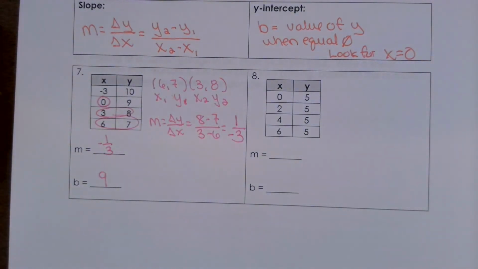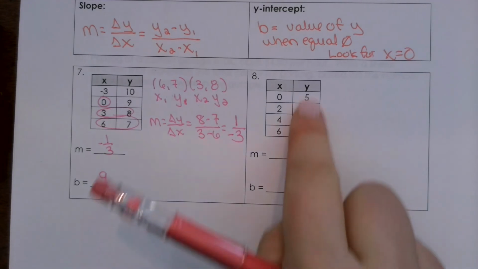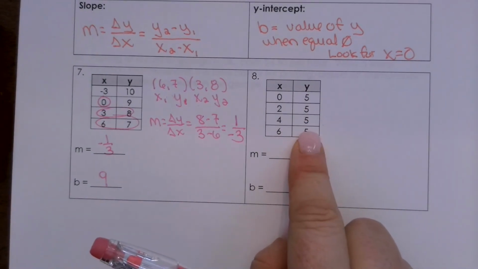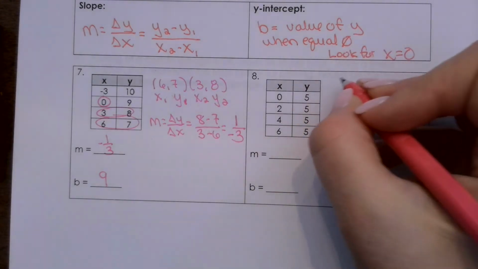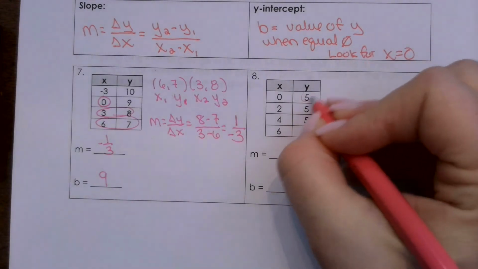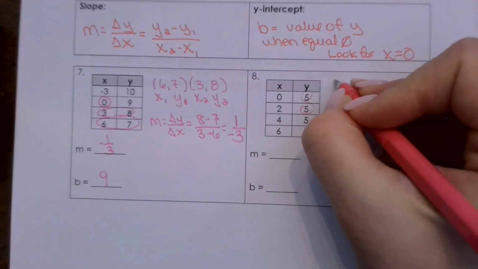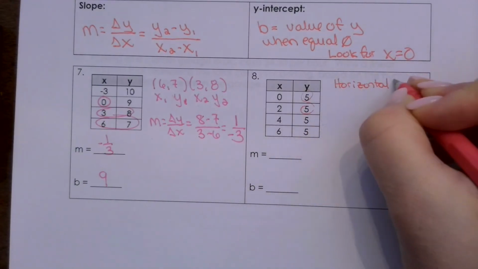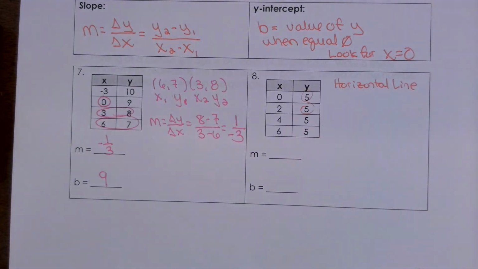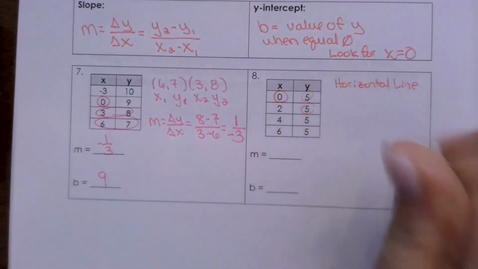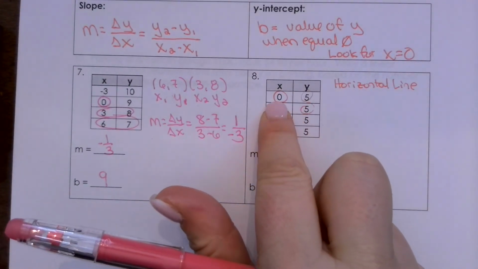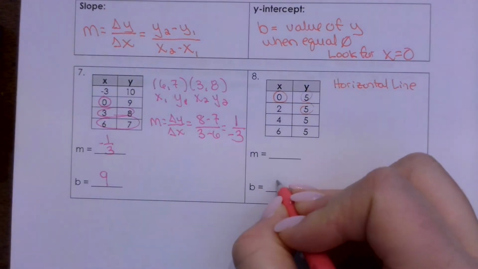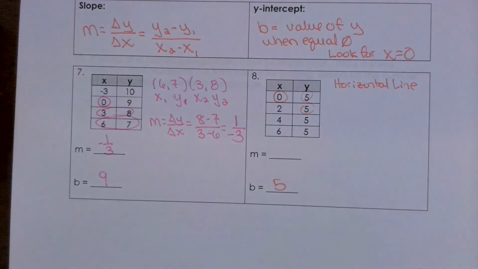All right, let's take a look at our next one. I am realizing that y is the same. I'm not sure if you remember what that means, but as you know, when y is the same, that is going to be a horizontal line. So that's just something to start looking for. But before I even do that, where is x 0? I'm looking for my b. X is 0 at y equals 5. So that's b.